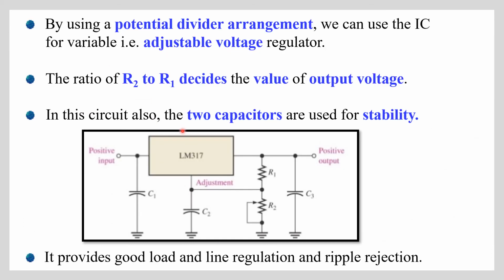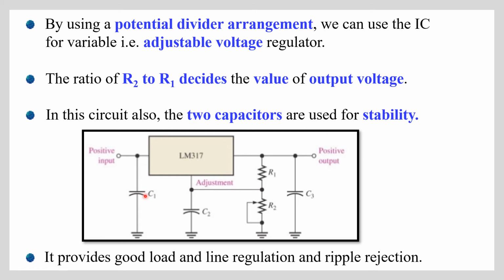By using a potential divider arrangement, we can use the IC as a variable, that is adjustable, voltage regulator. The ratio of R2 to R1 decides the value of the output voltage. Here R1 is fixed, and for R2 we connect a pot so that we can vary the output as per our requirement. In this circuit also two capacitors are used, C1 and C2, for stability. It provides good line and load regulation and ripple rejection.